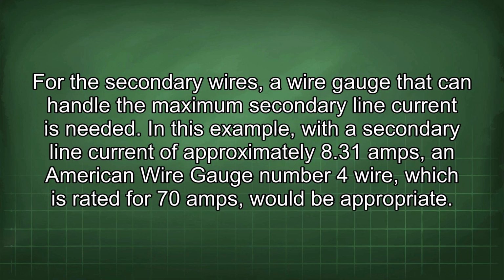For the secondary wires, a wire gauge that can handle the maximum secondary line current is needed. In this example, with a secondary line current of approximately 8.31 amps, an American wire gauge number 4 wire, which is rated for 70 amps, would be appropriate.